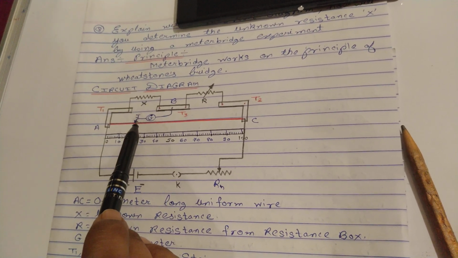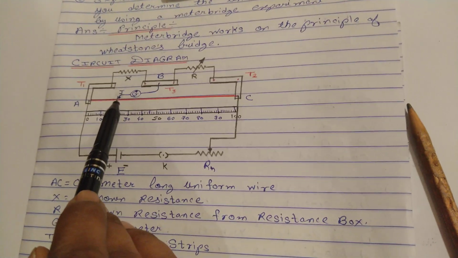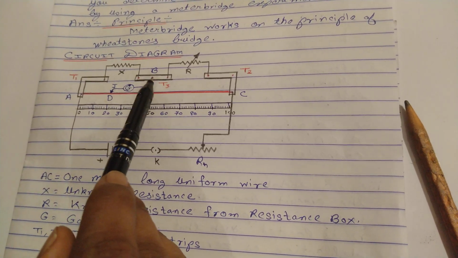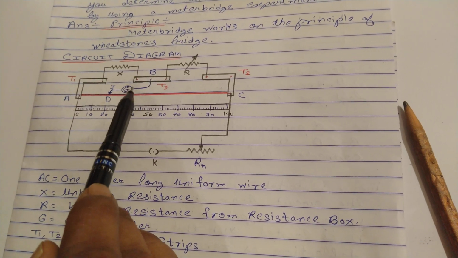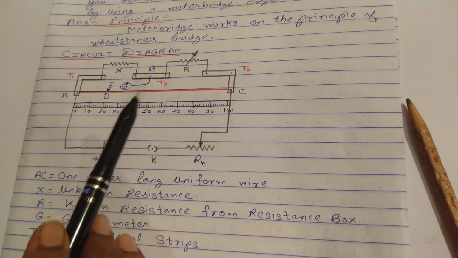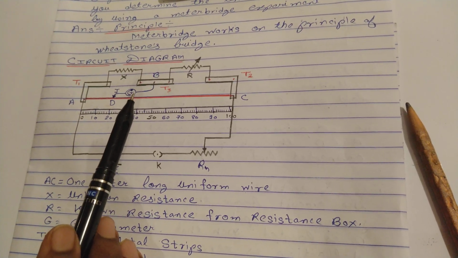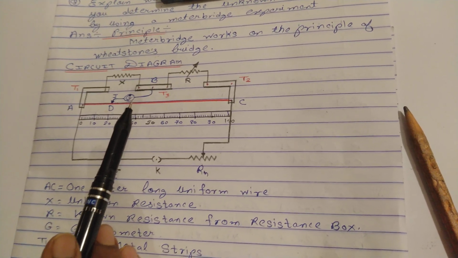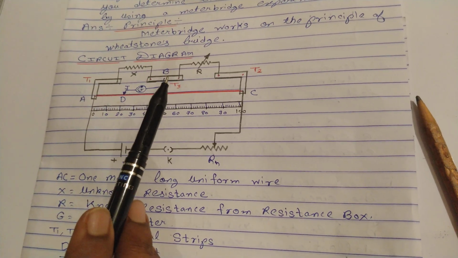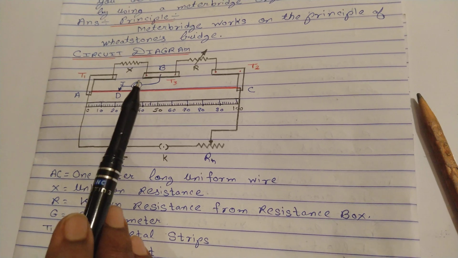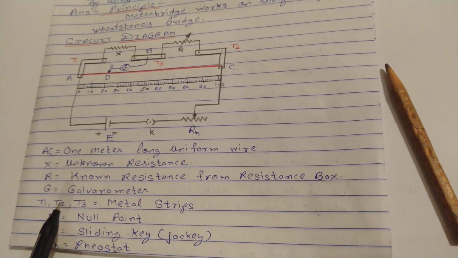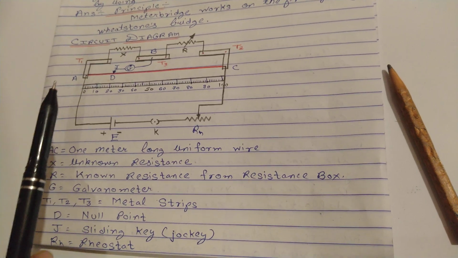Jockey means we are going to touch that particular component to the wire. Between the jockey and this wire, the galvanometer is connected. What is the use of this galvanometer? When I explain the working, at that time you will understand. But between point B and the jockey, we connected the galvanometer. Students, G stands for galvanometer.